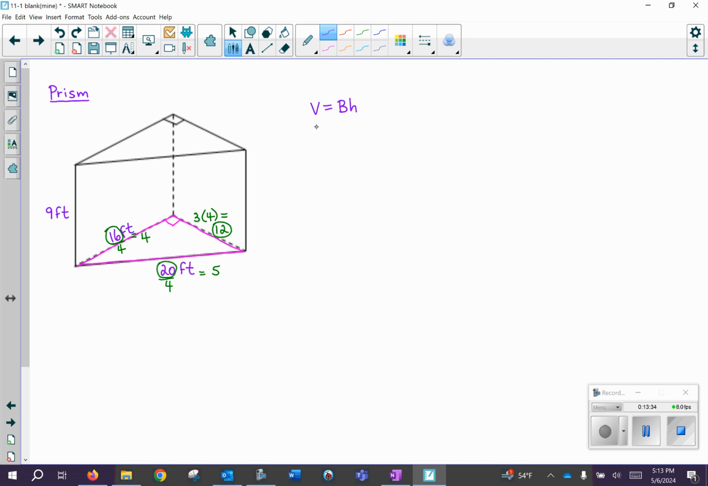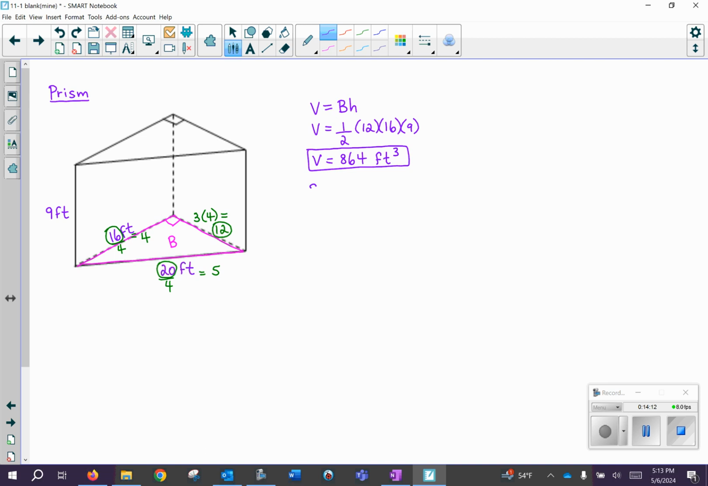So the volume is, all right, capital B. Remember, that's this guy. The area of that base. Well, the area of a triangle is 1/2 lowercase b times h. So here's the 1/2. Base and height of this triangle are the 12 and the 16. Times the height of the prism is 9 feet. That would give us 864 feet cubed.